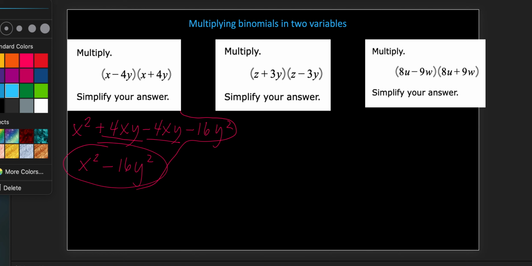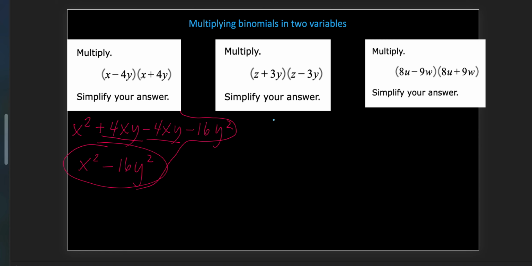See if I can make this work in another color. So now I'm going to use FOIL, just like I did here, just lining up like that. So the first positions for F for first gives me those z's. Z times z is z squared. See how I put my lines through my z's so that I can tell that it's not a 2? Very important to be able to see the difference with your handwriting.